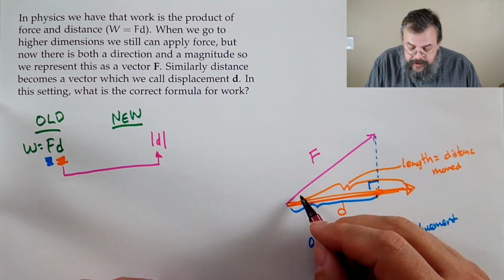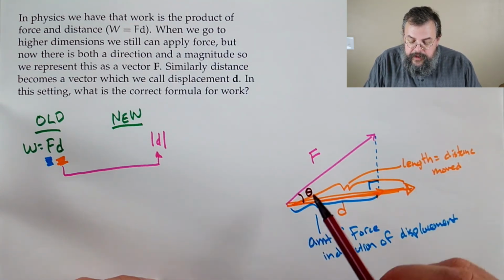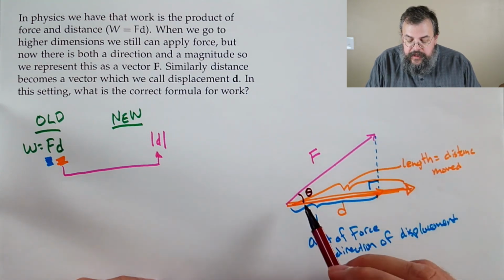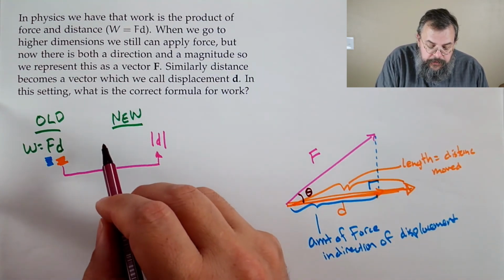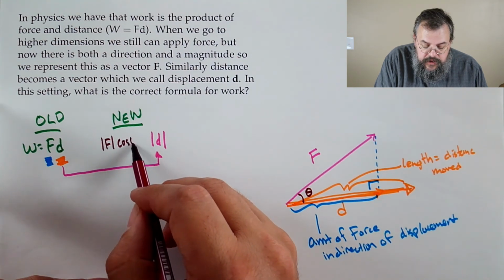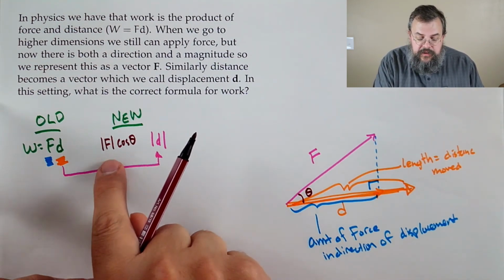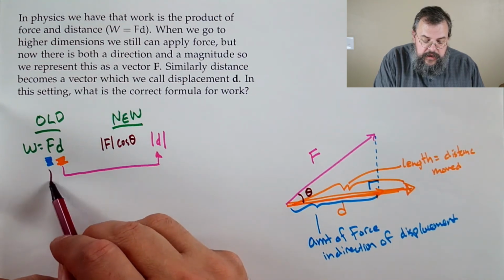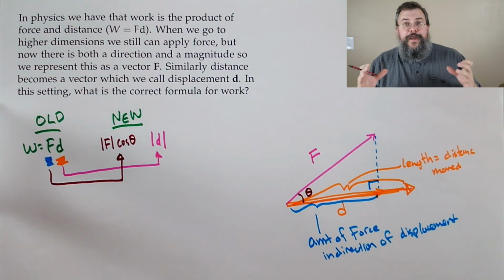If we think of this as an angle, theta, then if I take the length of the hypotenuse in this right triangle times the cosine of this angle, that's the length of the adjacent side. So the amount of force that actually is being used to move the object in the direction of our displacement is the magnitude of F cosine theta. So this part is F. So that's what it becomes.